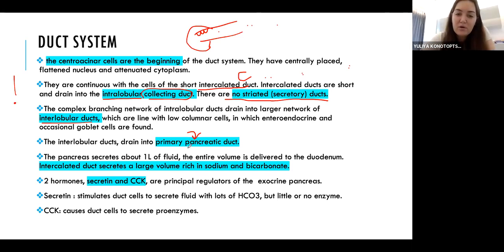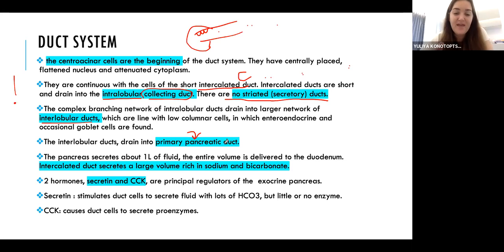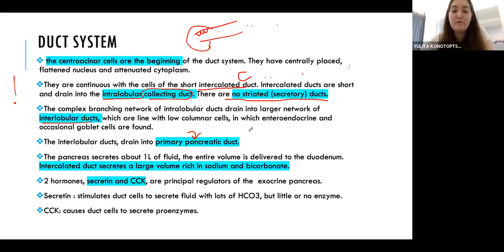And remember, the primary excretory pancreatic duct unites with what? With the bile duct, the common bile duct, and they open into the duodenum at the area which is called the pancreatic ampulla, which is called Vater's papilla. So the area in the duodenum where the two ducts fuse and open is called Vater's papilla.